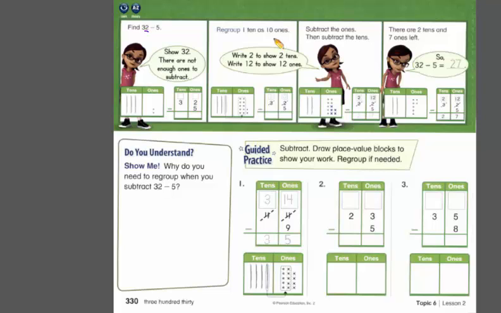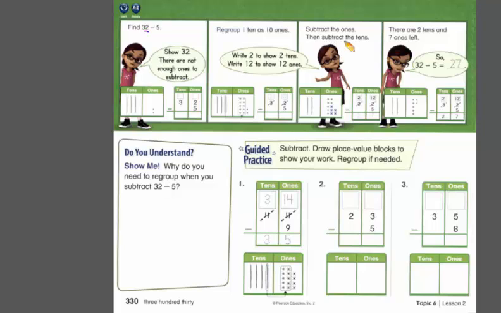How does the drawing of place value blocks here show regrouping? What we did, can you see? 1 ten rod is exchanged for 10 ones cubes. Can you see? And here we have 10 more ones now. Okay. Now I have to subtract the ones, then subtract the tens.